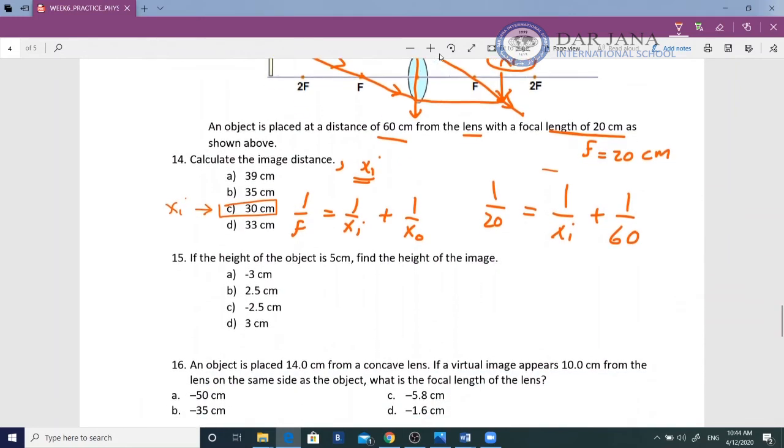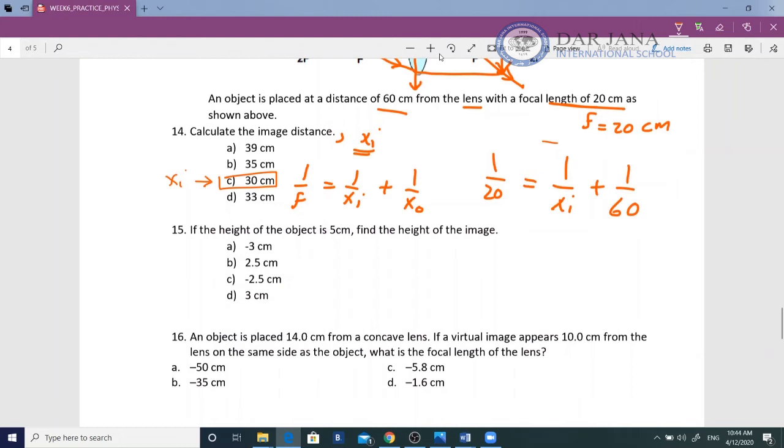If the height of the object is given, what's the image height? So we will use the formula m equal hi over ho equal negative xi over xo. Here we are given the height of the object, ho. So we will do hi over 5 equal negative 30 over 60.